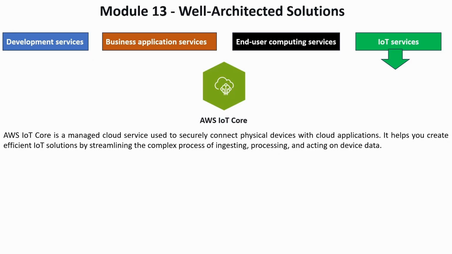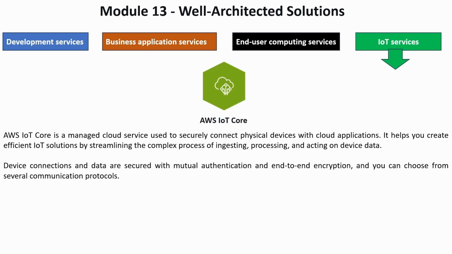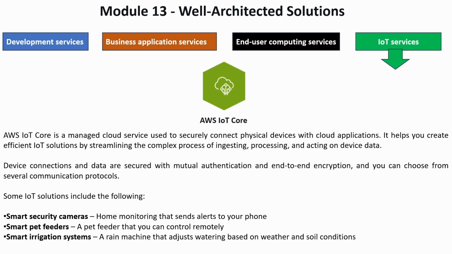AWS IoT Core is a managed cloud service used to securely connect physical devices with cloud applications. It helps you create efficient IoT solutions by streamlining the complex process of ingesting, processing, and acting on device data. Device connections and data are secured with mutual authentication and end-to-end encryption, and you can choose from several communication protocols. Some IoT solutions include smart security cameras for home monitoring that send alerts to your phone, smart pet feeders, a pet feeder that you can control remotely, and smart irrigation systems, a rain machine that adjusts watering based on weather and soil conditions.